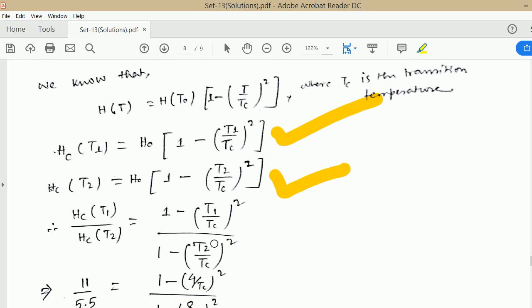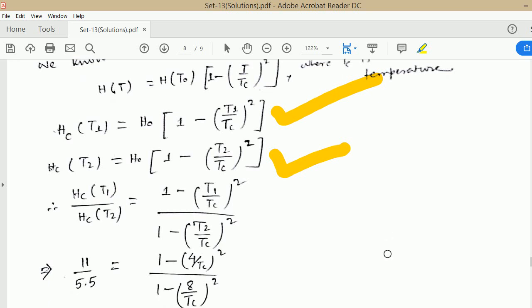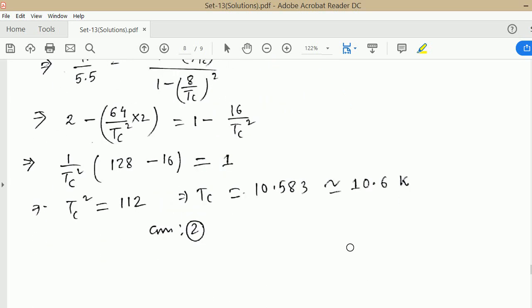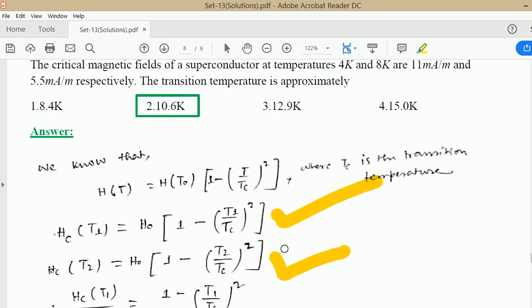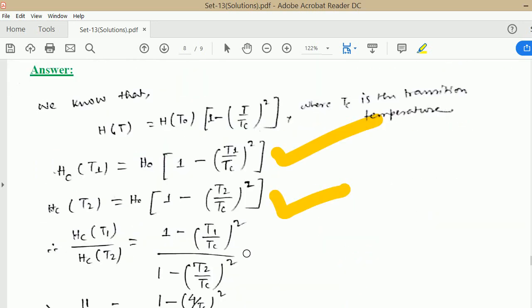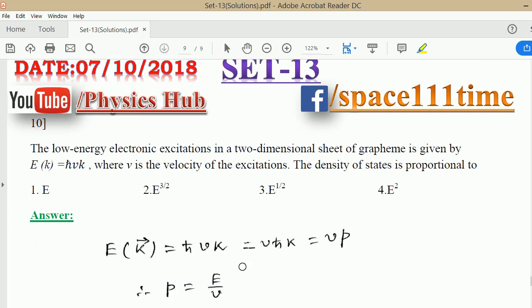We are dividing them, basically. So 1 minus T1 by Tc whole square by 1 minus T2 by Tc whole square. Now putting the values of T1 and T2, and after simplifying a little bit, we get Tc equal to 10.583, that is approximately 10.6 Kelvin, and it is matching with option 2. So a straightforward question came.